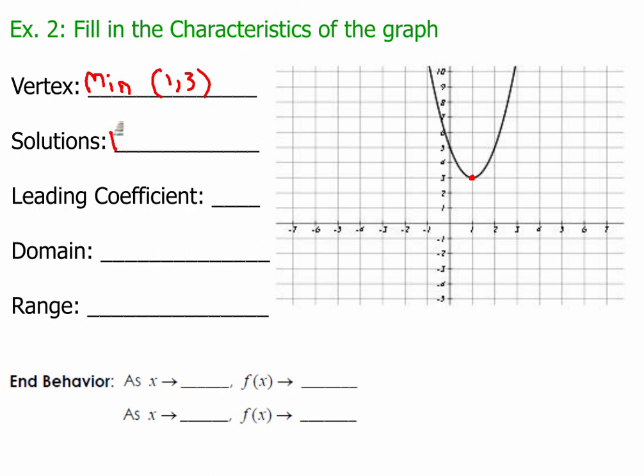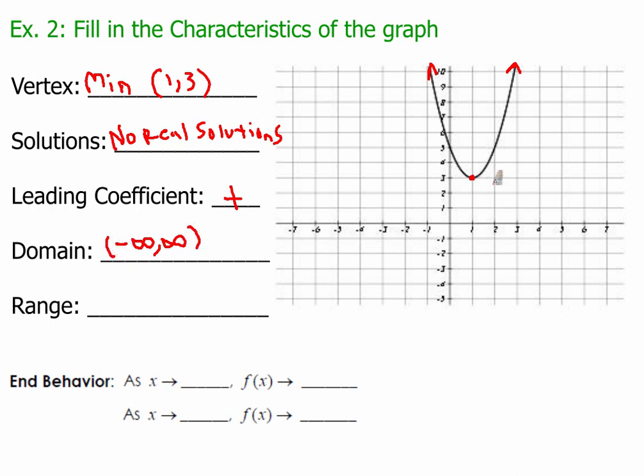So what I need to say is that this graph has no real solutions. And notice I'm not just saying that it has no solutions at all. It does have solutions. They're complex. I just can't figure them out from the graph, so I'm going to say no real solutions. This graph opens upward, so its leading coefficient is positive. I think there are some arrows here, so my domain, I'm going forever to the left, forever to the right, so my domain is negative infinity to positive infinity. In fact, all quadratic equations have a domain of negative infinity to positive infinity.